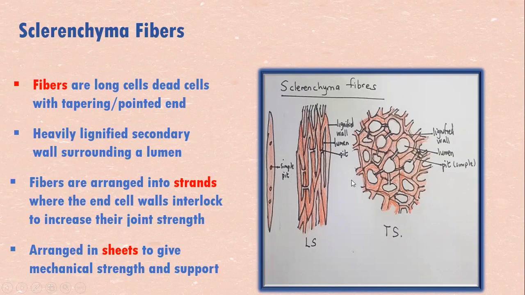Now, let's look at how they are arranged. They are arranged end to end, all right? The end walls interlock so that you have long fibers, strong, and it increases their strength. They interlock to increase their joint strength. They can also be laid as sheath, and that also gives mechanical strength. So wherever these sclerenchyma tissues are, mechanical strength is what they are doing to the tissue.